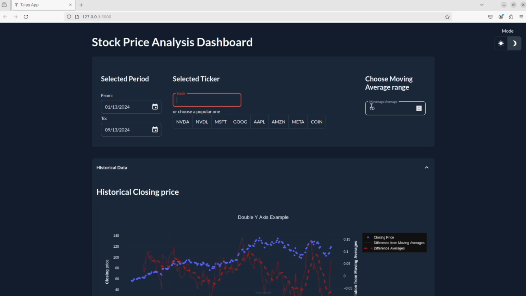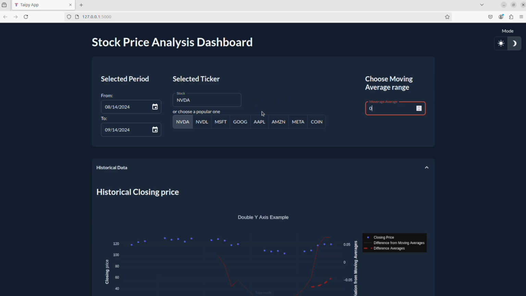And then on the right over here, you can choose the number of days of moving averages, so the simple moving averages sliding window that you want to choose from. So right now what you see is 10 days, but you can also choose, say, 5 days. So just for example, if I choose 5 days and then you press enter.